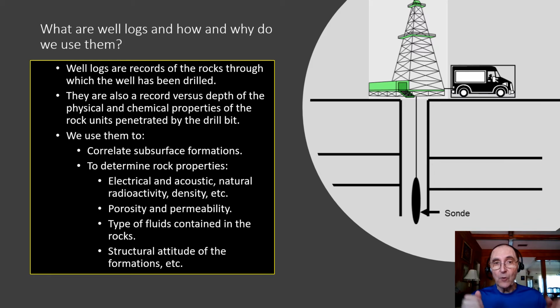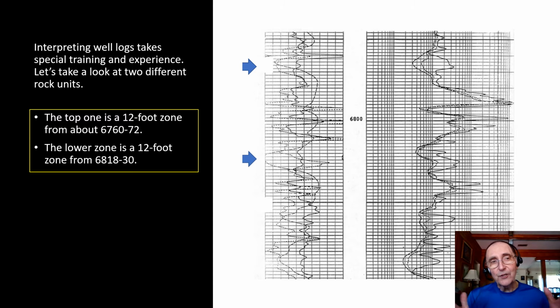Now you may ask, what are well logs and what do we use them for? Well logs are records of the rocks through which the well has been drilled. They are also a record versus depth of the physical and chemical properties of the rock units that have been penetrated. We use well logs to correlate subsurface formations, to determine rock properties, electrical properties, acoustic properties, natural radioactivity, the density of the rocks, etc. Also porosity and permeability and the type of fluids that are contained in the rocks, as well as the structural attitude of the formations. Interpreting well logs takes a special training and experience.